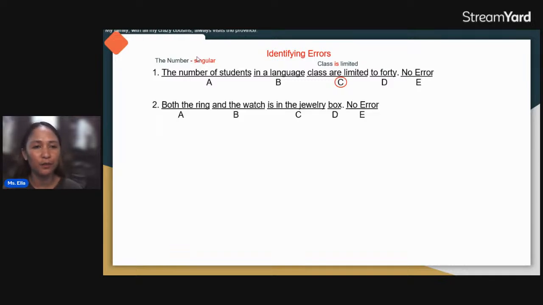Number two, both the ring and the watch is in the jewelry box. Again, both the ring and the watch is in the jewelry box. Number two, both the ring and the watch is in the jewelry box. Is there an error in this sentence?